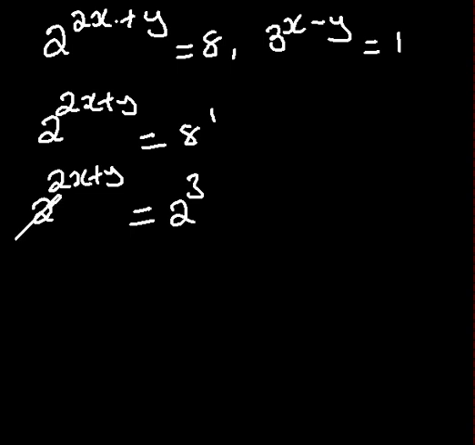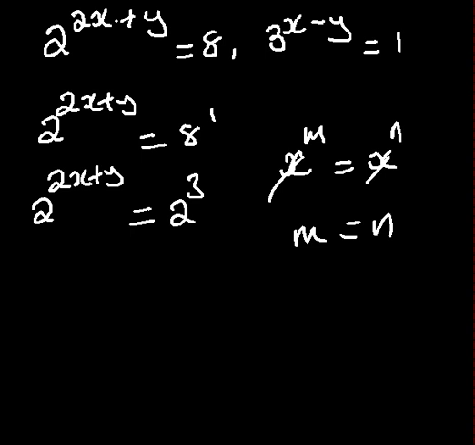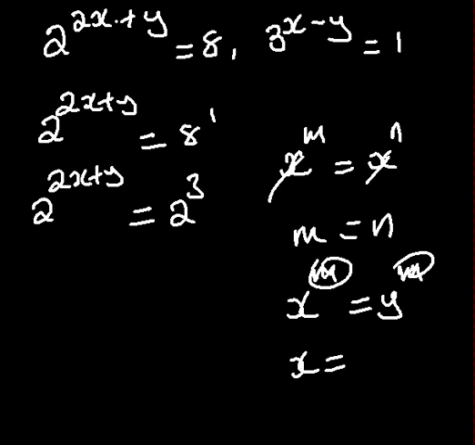In this case the bases are the same, so we just equate the powers. According to the principle, if we have x to the power m equal to x to the power n, since the bases are the same, we just equate the powers, so m is equal to n. Likewise, if we have x to the power m equal to y to the power m, since the powers are the same, we just equate the bases, so x is equal to y. Don't forget this.